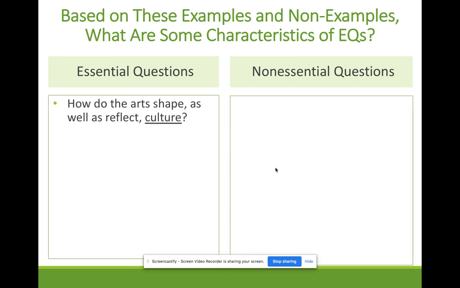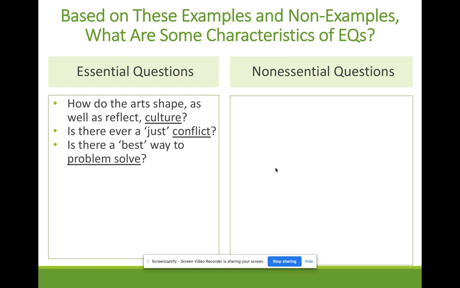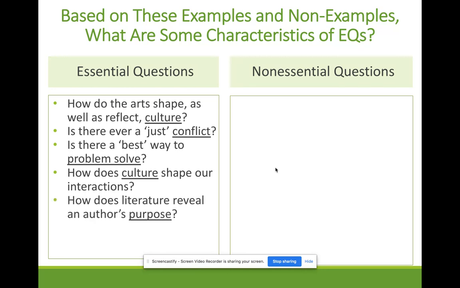How do the arts shape as well as reflect culture? Is there ever a just conflict? Is there a best way to solve a problem? How does culture shape our interactions? How does literature reveal an author's purpose? And how can systems be both interdependent and independent? Now let's contrast those to non-essential questions.